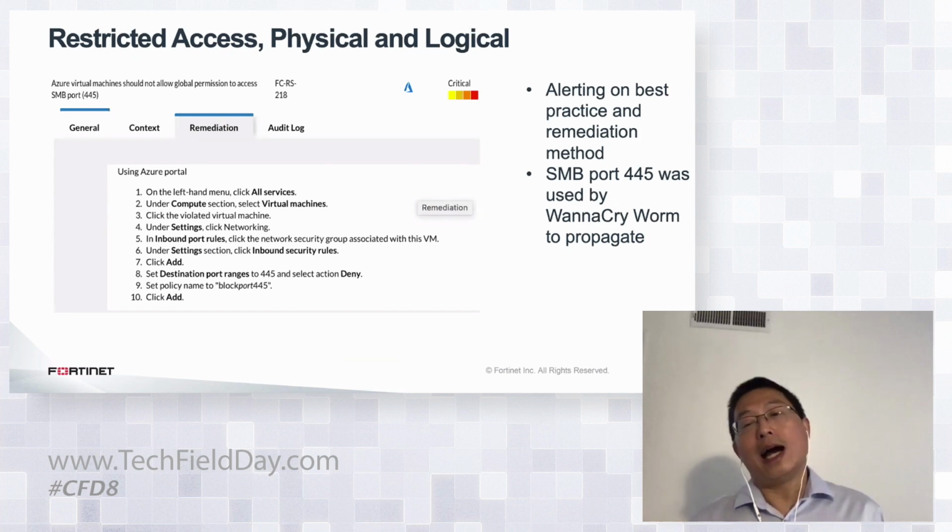And why am I choosing this example? Because SMB port 445 was used by the WannaCry worm. So if you do have this port wide open, you are basically inviting that particular ransomware.